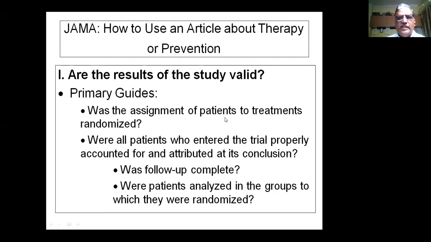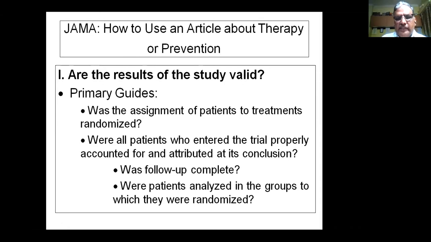Primary guide: was the assignment of patients randomized? If it's randomized, the answer is yes. Then you'll ask, were all patients who entered the trial properly accounted for and attributed at its conclusion? So was the follow-up complete? Were the patients analyzed in the groups to which they were randomized? So this is basically intention to treat analysis.